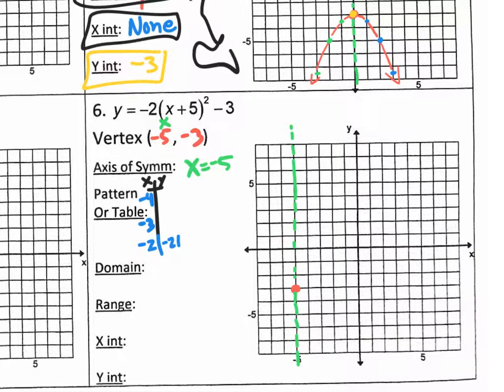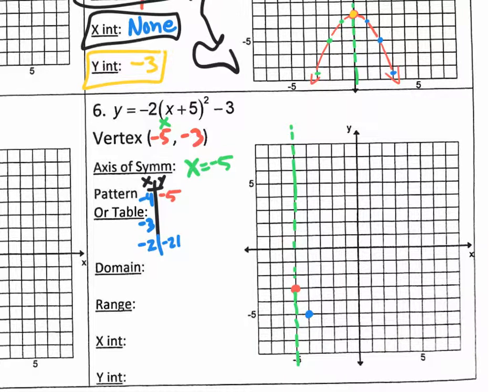So let's try a -4. Check it out. -4 plus 5 is 1. 1 squared is 1. 1 times -2 is -2. -2 minus 3 is -5. So the coordinate -4, -5 is on this graph, so that's great. Let's graph -4, -5, and let's put a dot right there.